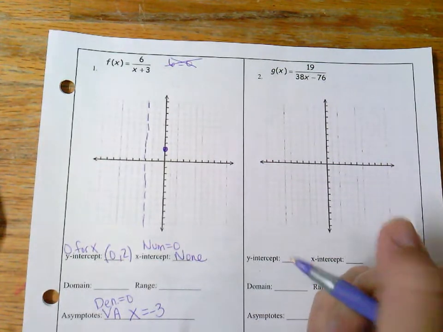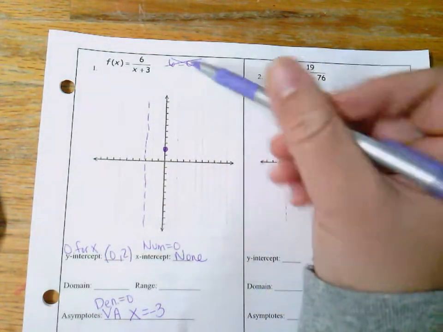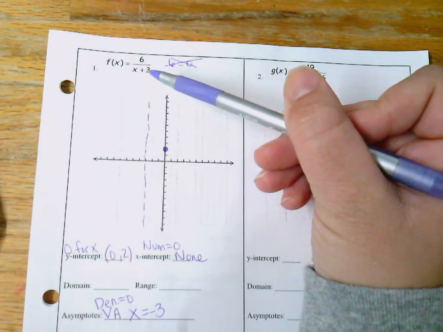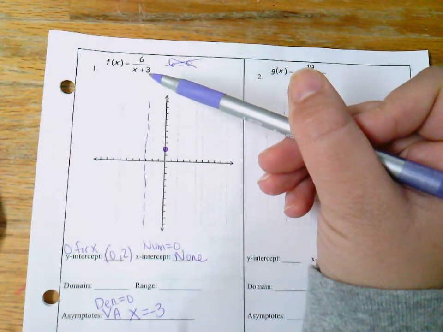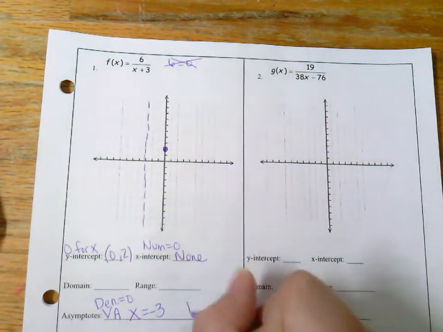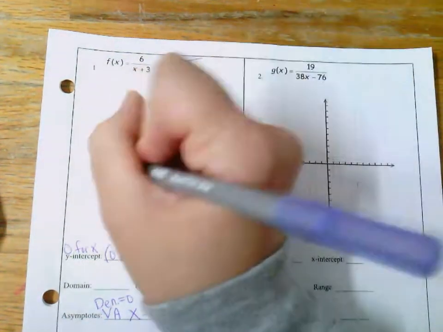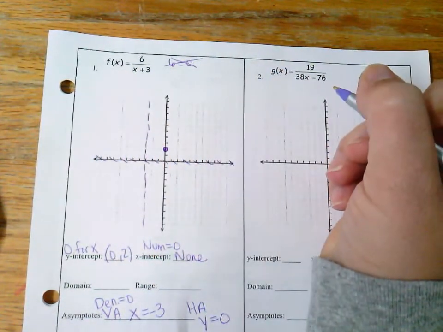My last step is to determine if I have a horizontal or slant asymptote. So I look for the power of the numerator and the power of the denominator. In this case, the denominator has a bigger power, so it has a horizontal asymptote at y equals 0. So I'm going to put my asymptote at y equals 0, and then I'm going to sketch my graph.